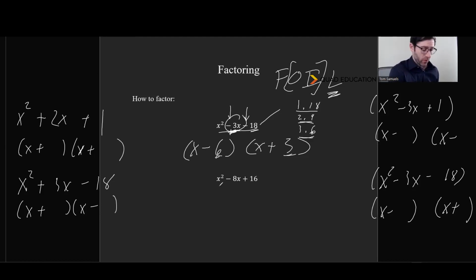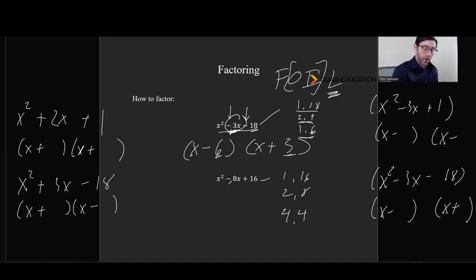And before we dive into practice problems, I'll just go through one more here, and that's x squared minus 8x minus 16. The interesting thing here is this is actually a perfect square. So you say, okay, what are factors of 16? 1 and 16, 2 and 8, and 4 and 4?